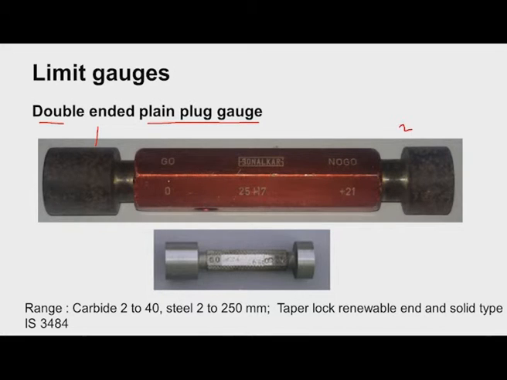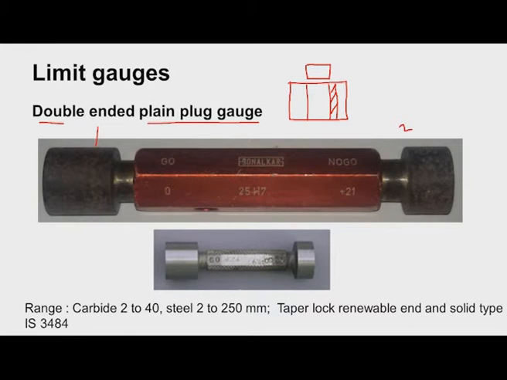See how we use this to check the workpiece. We will be having a workpiece with a hole, and there will always be some tolerance. So this is the tolerance for the workpiece. Now we take this plug gauge and we try to insert the GO side. So this is the GO side, this portion we try to enter. GO should enter the hole.